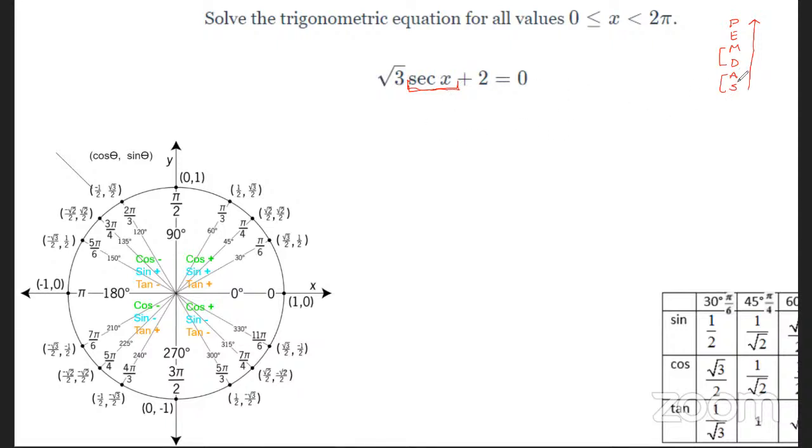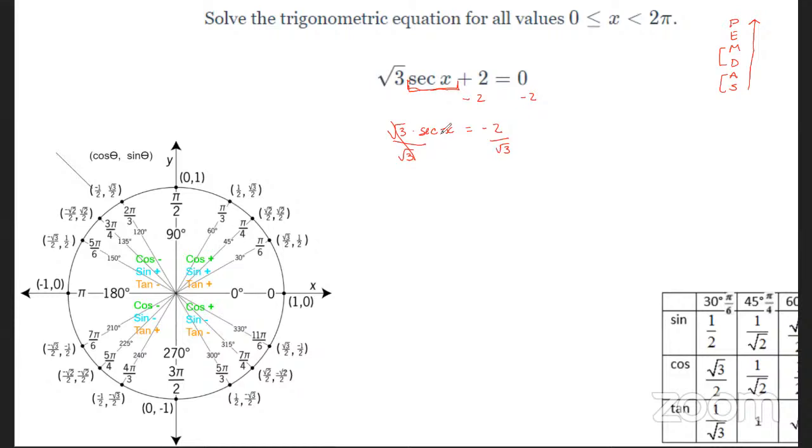So the first thing we want to look for is any addition and subtraction to undo. So we can undo this plus 2 right here by subtracting 2 from both sides. So we've got radical 3 secant x equals -2. Now we're going to undo any multiplication and division. So what's happening right here is this is being multiplied. So to undo that, we're going to divide by radical 3. Now this is not a final answer, so there is no need to rationalize this denominator right here.